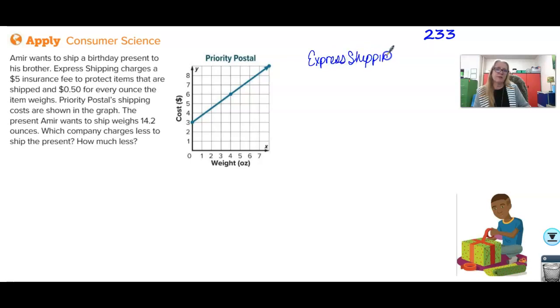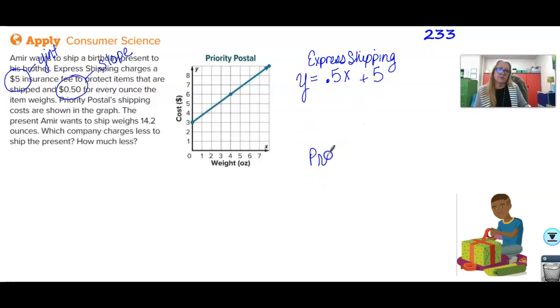There are two companies here. Okay. Express shipping charges a $5 upfront fee and then 50 cents for every ounce. So this is our y-intercept. That's our starting point. And 50 cents per every ounce is our rate of change or our slope. Okay. So express shipping's equation would be y equals 0.5x. That's just 50 cents written in a decimal form. You don't need that zero. Plus the $5 original fee.